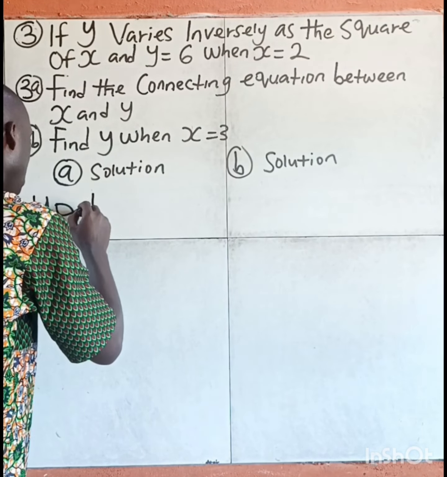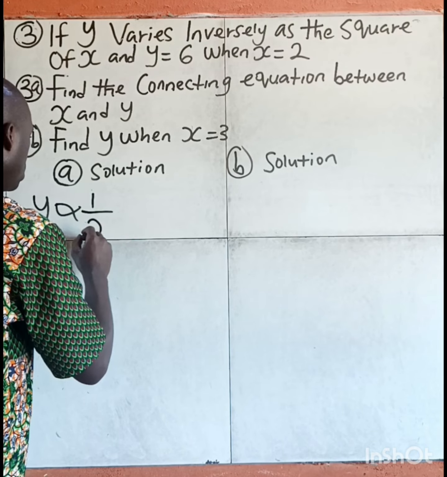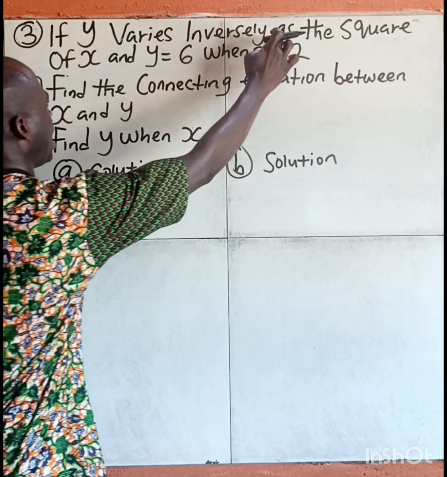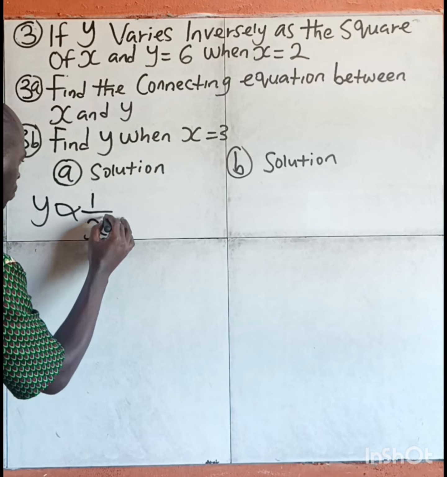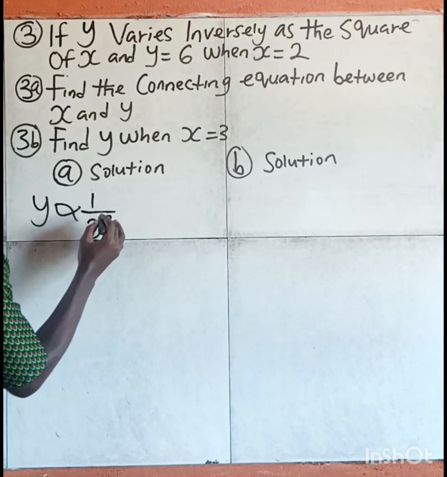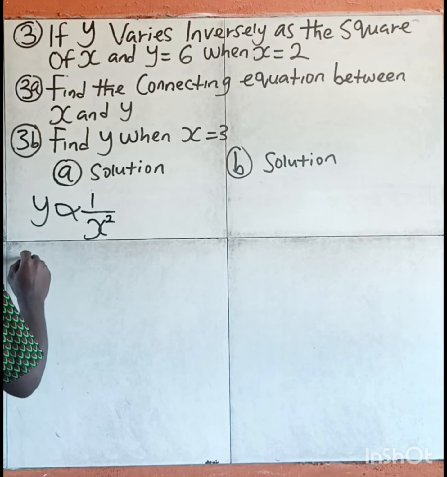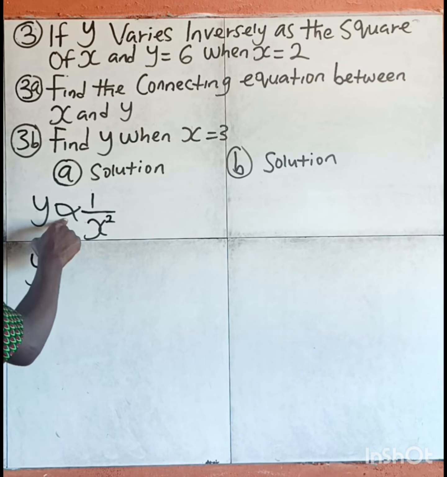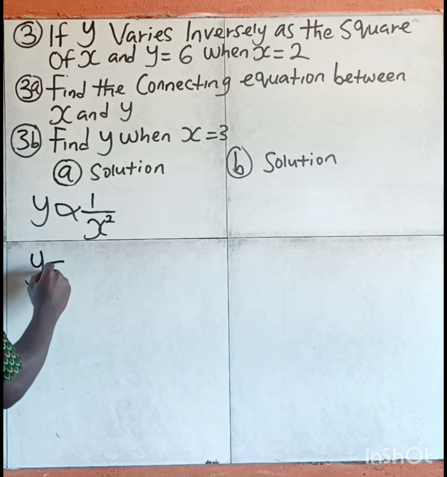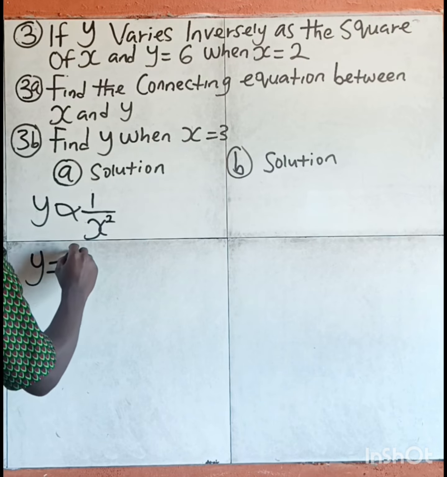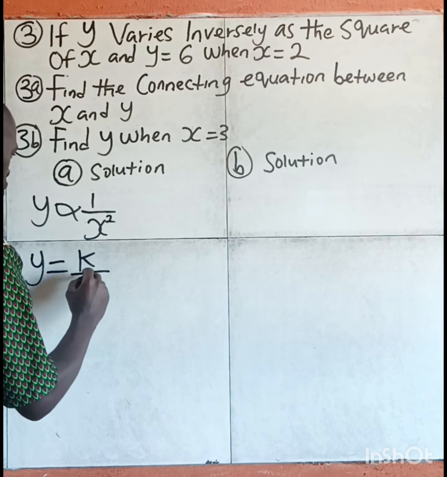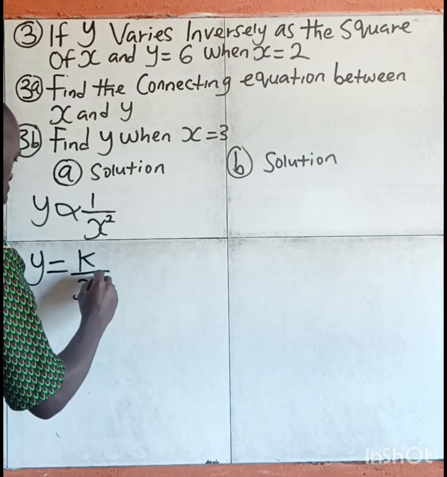Inversely as the square of x. So I'm going to put the square here. You can clearly see for yourself. So from this angle, what am I simply going to do next? Here is going to be y. I'm going to change this symbol into an equal to sign, because y equals k, your constant, over x squared.